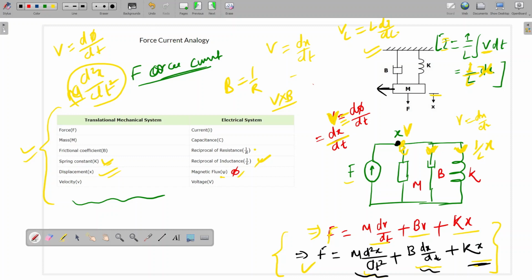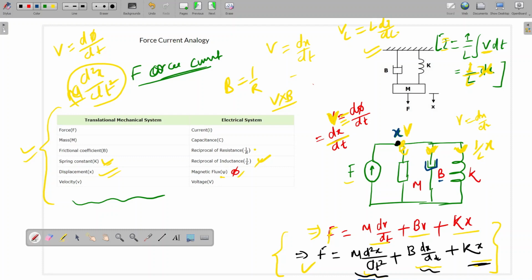Okay. So is it clear? This force-current analogy is clear. How is this equation coming? Why this d square x by dt square? So step one is we have to select the displacement as node. And what will be the mass? In mass, the current will be d square x by dt square. In the damper it will be dx by dt. This is the damping resistance, and this k will be k into x.